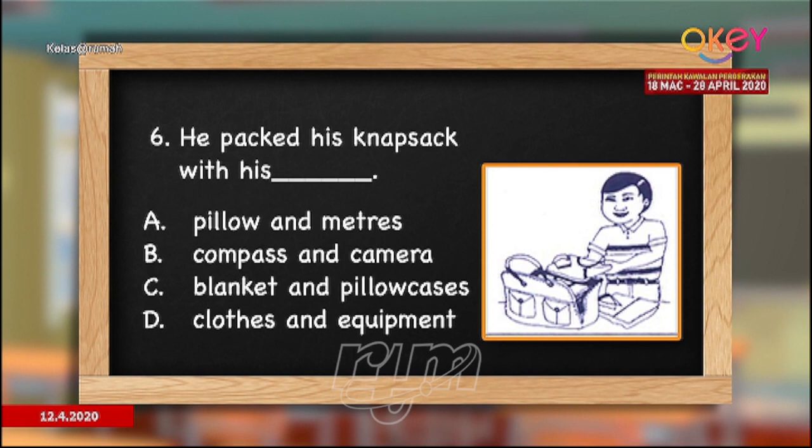Question 6 is slightly trickier. He packed his knapsack with his... For your information, a knapsack is another word for bag. Based on the picture, what is Rosman packing in his bag? The answer is D, clothes and equipment.